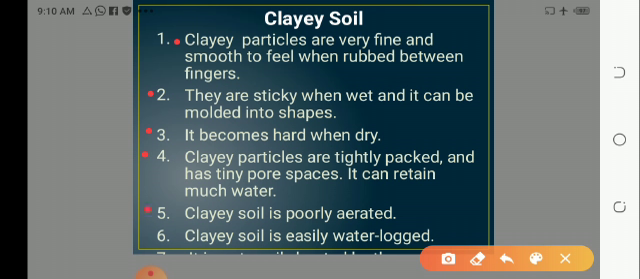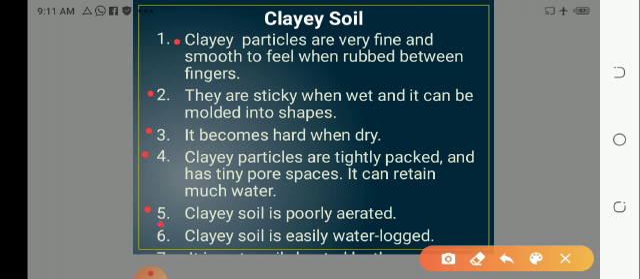Number five, clay soil is poorly aerated. Aeration has to do with the ease with which air enters the soil. Clay soil is poorly aerated. That means it doesn't allow much air to enter into it.